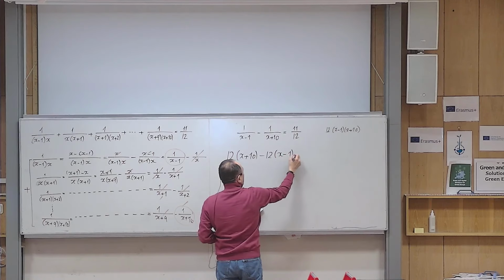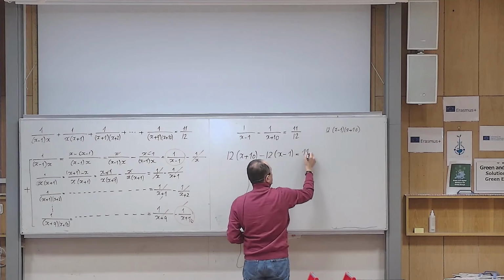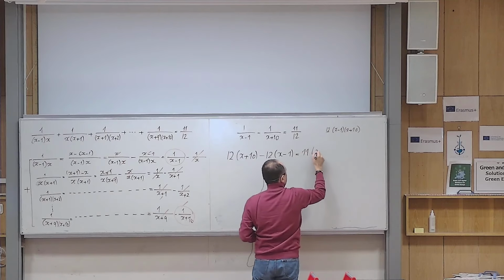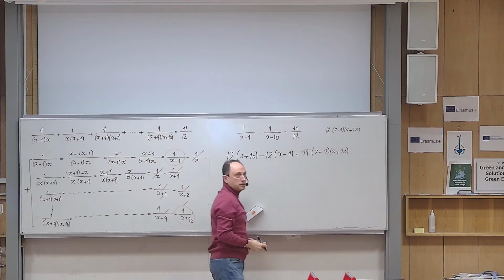x minus 1, and on the right hand side when I multiply here, 12 and 12 are cancelled, 11 survives, and then I have to multiply this with 1 as well. And that is an extremely simple problem to solve.